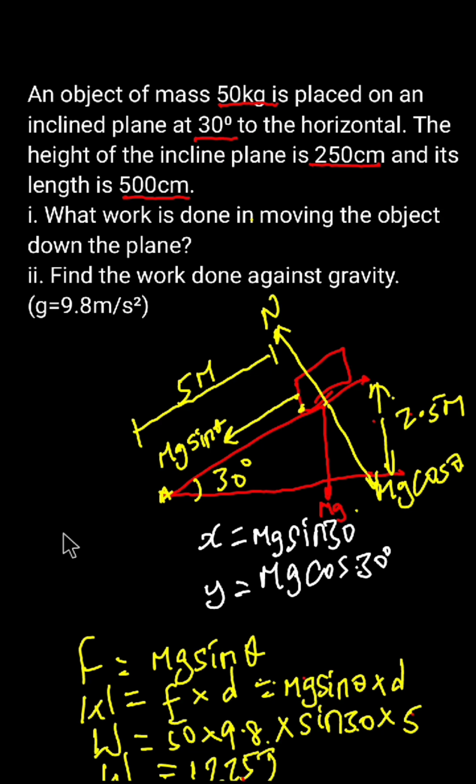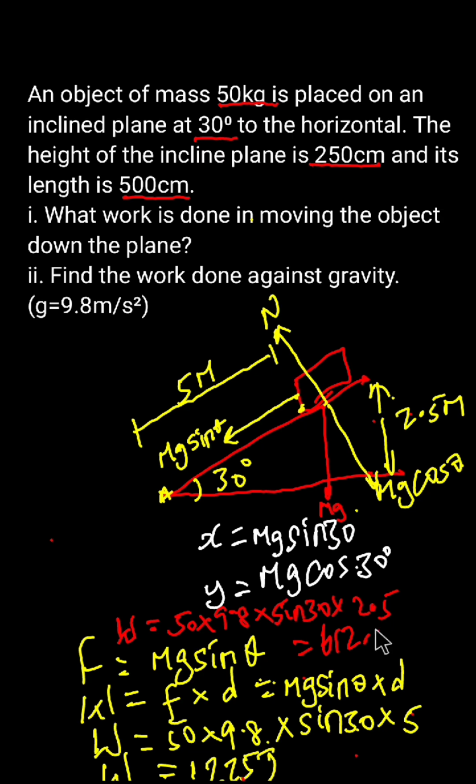So let me write it here. Work done is equal to 50 multiplied by 9.8 multiplied by sine 30 multiplied by 2.5. So this is going to be equal to 612.5 joules.